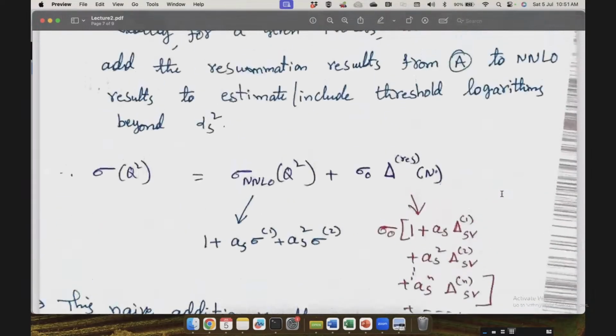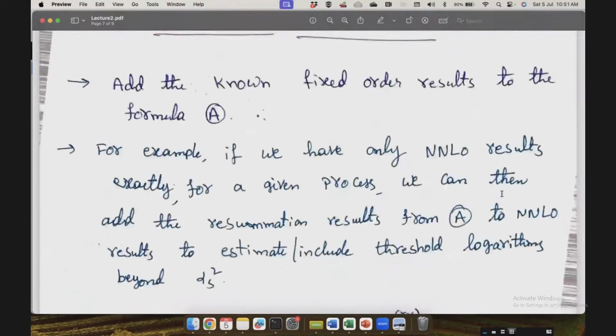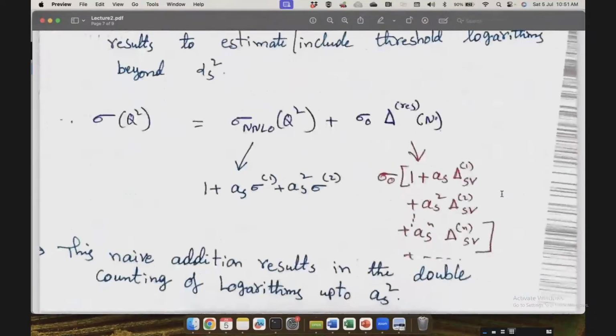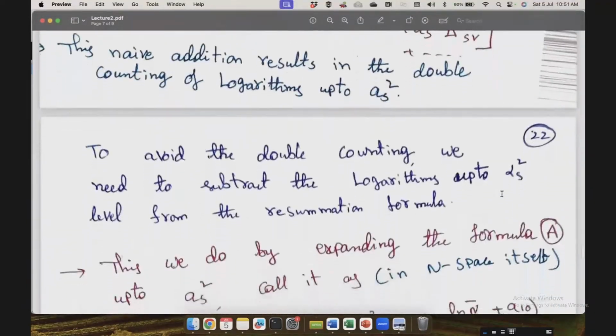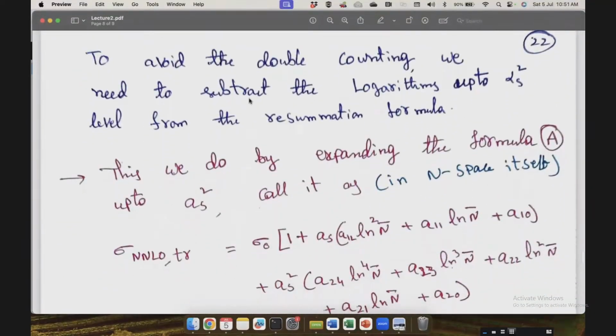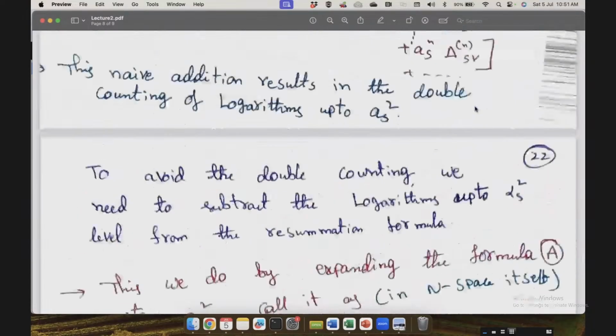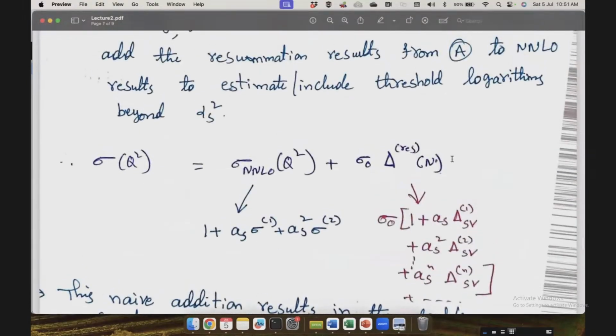So I should avoid this very carefully, and this procedure of avoiding the double counting is called the matching procedure. So how do I do that? To avoid this double counting, we need to subtract the logarithms up to alpha s square level. In the present context, I am adding the resummation results to the available NNLO results. The main point is to what order the fixed order results are available. If you are adding to the NLO results, then you avoid the double counting only at the NLO level.